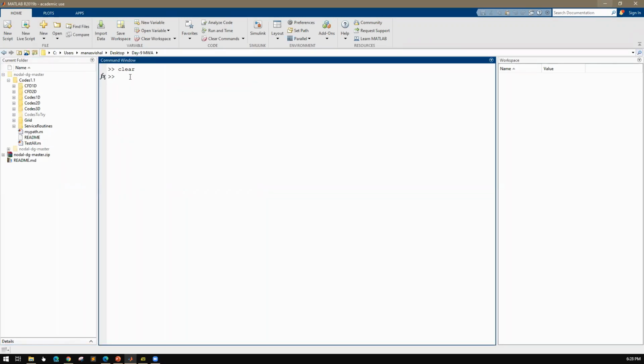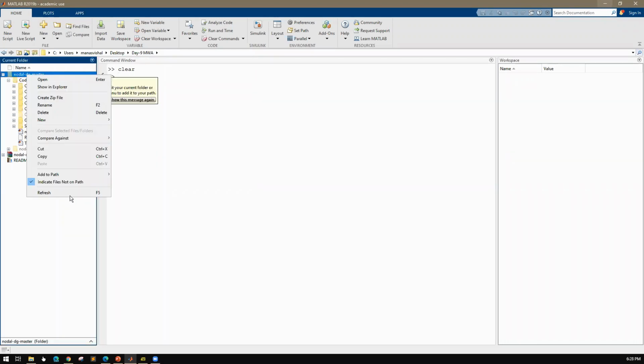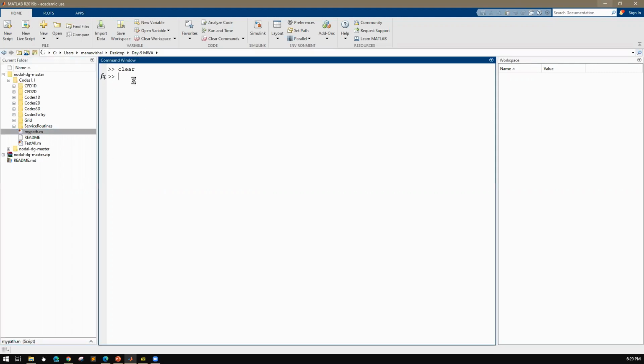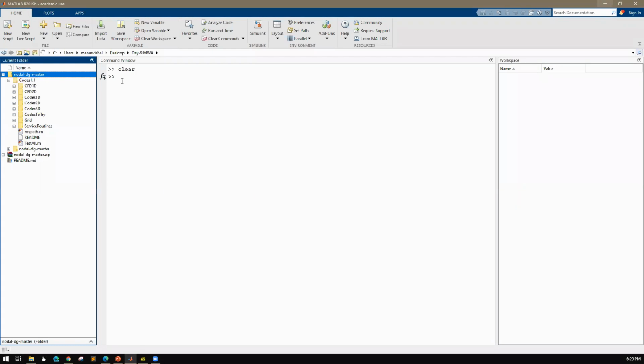So first of all, what we do is we add the folder to the path and the subfolder as well. And then you have to run this mypath file, which basically stores the folder structure in your path variable, such that you can run the specific MATLAB file from anywhere if you are in this nodal DG master folder.